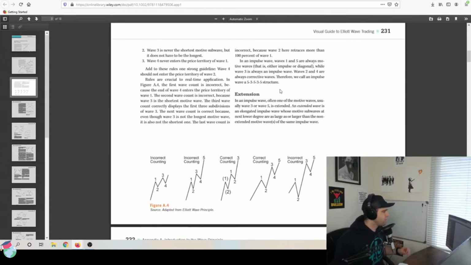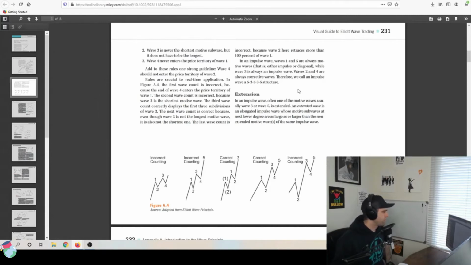Add to these rules 1 strong guideline. Wave 4 should not enter the price territory of wave 2. The rules are crucial to real-time application. In figure A4, the first wave count is incorrect because the end of wave 4 enters the price territory of wave 1. The second wave count is incorrect because wave 3 is the shortest motive wave.